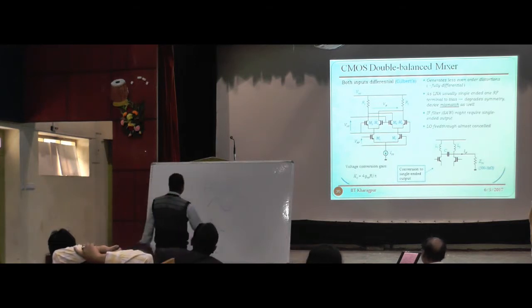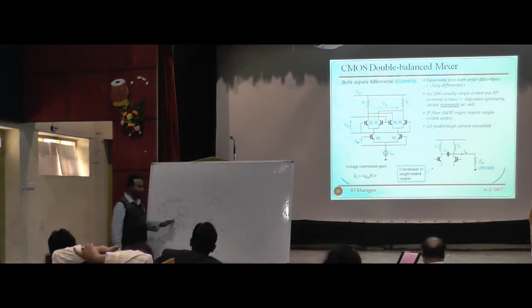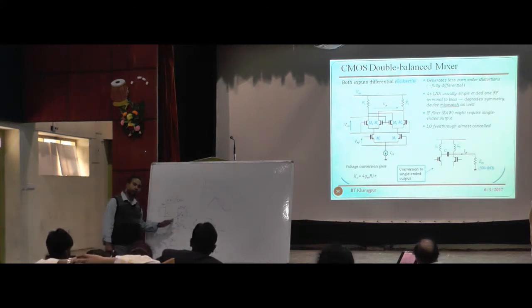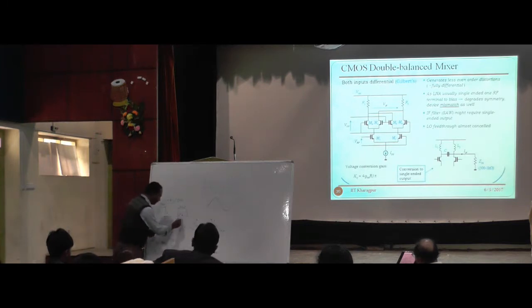But this filtering is required because there is still a local oscillator feedthrough. Right? How does the local oscillator frequency come here? Like this.